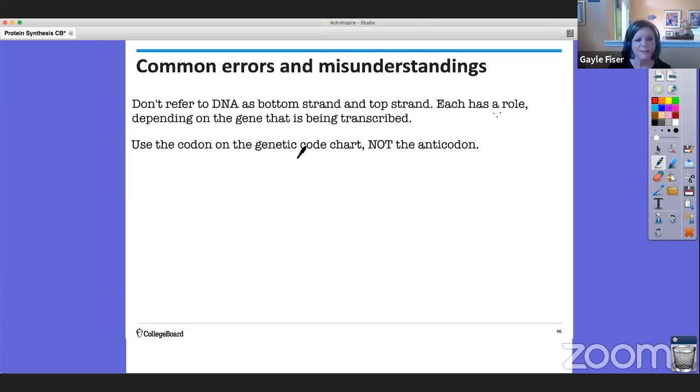Common errors and misunderstandings. Don't refer to DNA as the bottom or the top. Each has a role depending on the gene that is being transcribed. And then use the codon on the genetic code chart, not the anticodon.